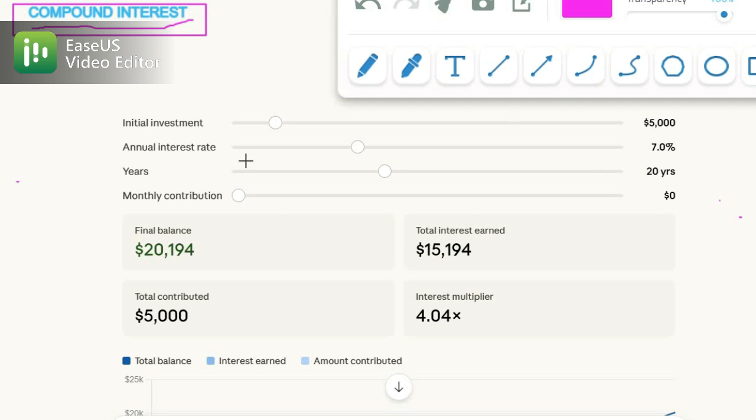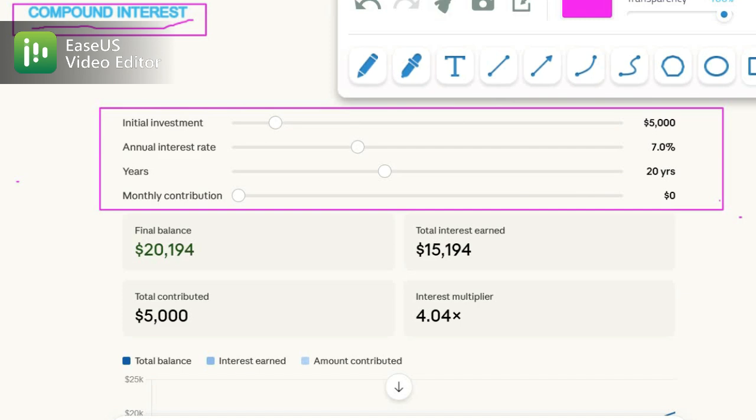Now, here we have an example of compound interest. Say you start with $5,000. The interest rate is 7% per year. You don't add anything monthly. After 20 years, your money grows to this amount. This is your final balance, up to 20 years, and the monthly contribution is just zero.